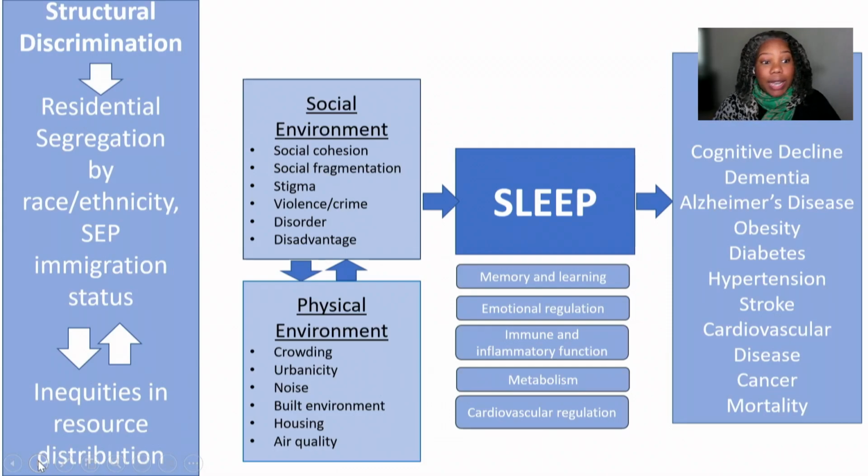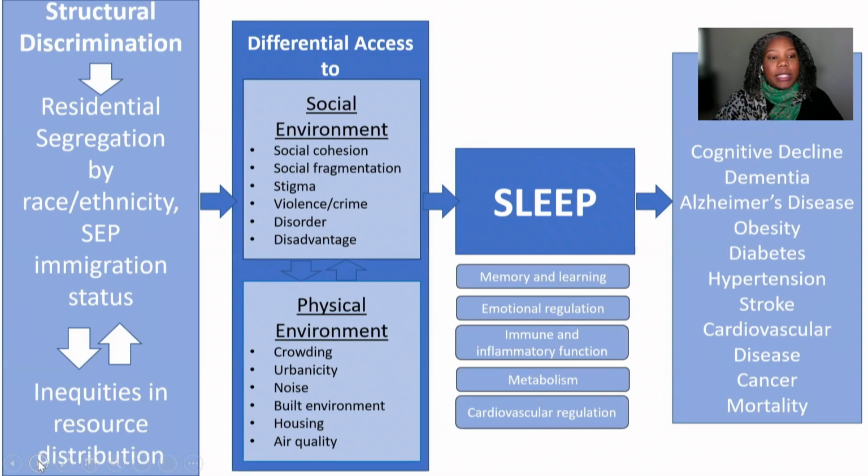Redlining was mentioned, and that's an important example, that really shaped and created residential segregation. And that segregation by race, ethnicity, socioeconomic position, and immigration status can bidirectionally relate to inequities in resource distribution. And so we see that these different factors shape differential access to the physical and social environment.